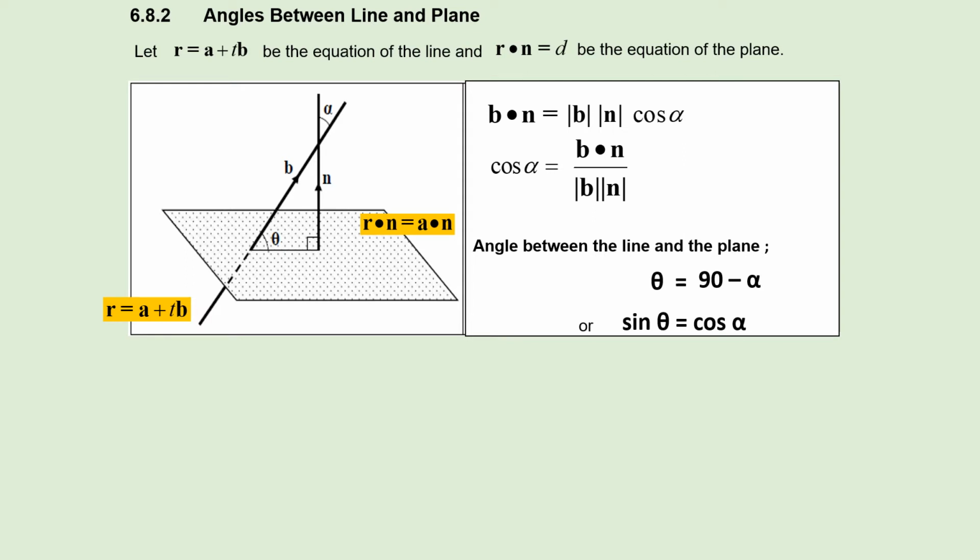And you want to know how to get this relation between sine theta and cos alpha. From here, theta equals 90 minus alpha. You take sine on both sides and then use the compound angle formula for sine A minus B, then you get cos alpha. Okay, so that is the relationship between theta and alpha.